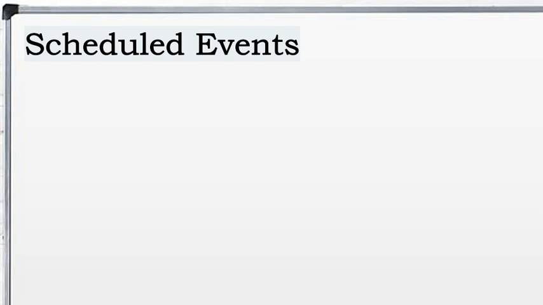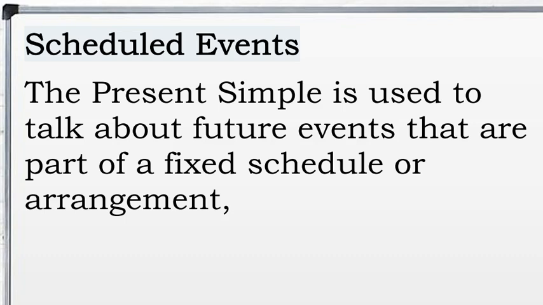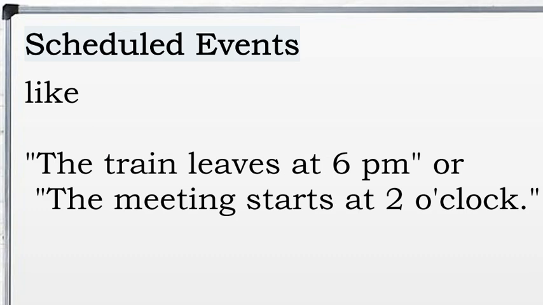Scheduled events. The present simple is used to talk about future events that are part of a fixed schedule or arrangement, like the train leaves at 6 p.m. or the meeting starts at 2 o'clock.